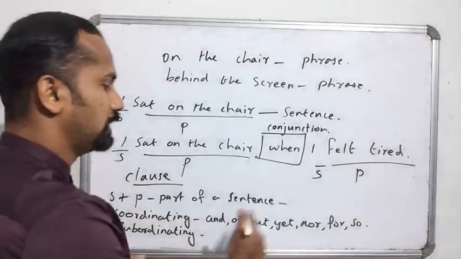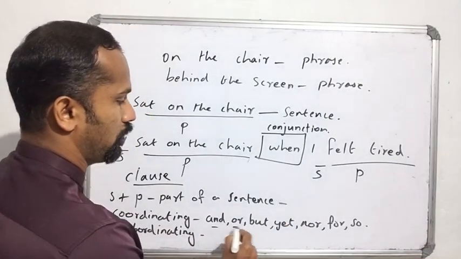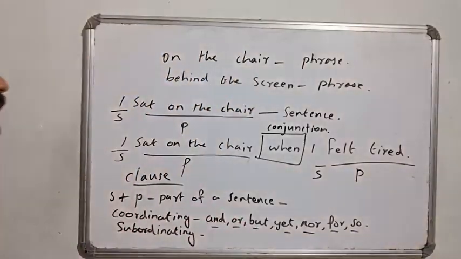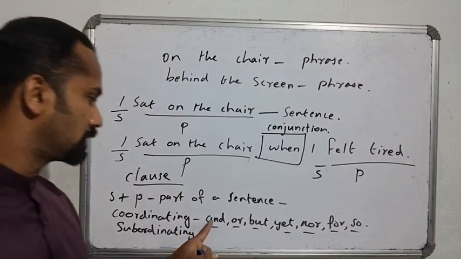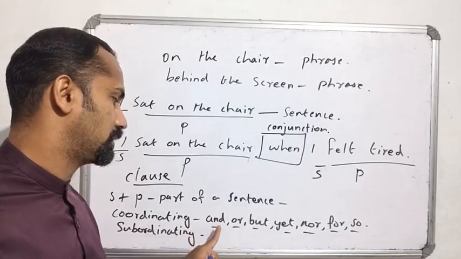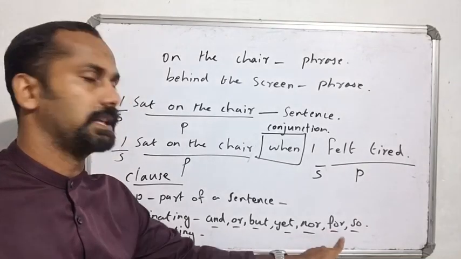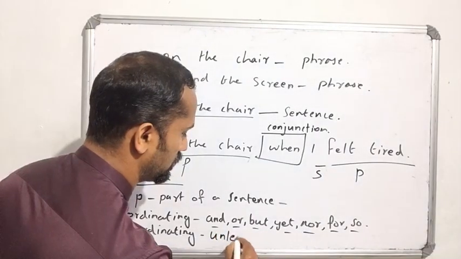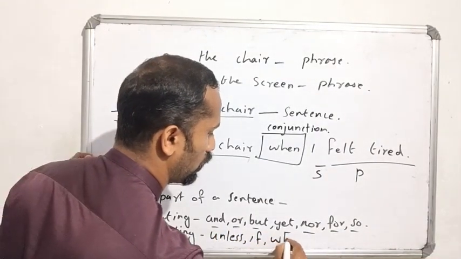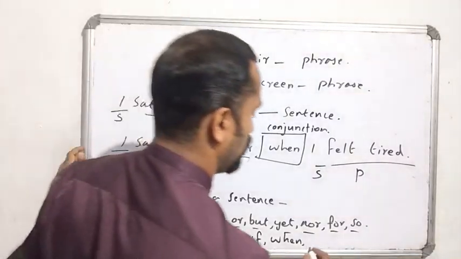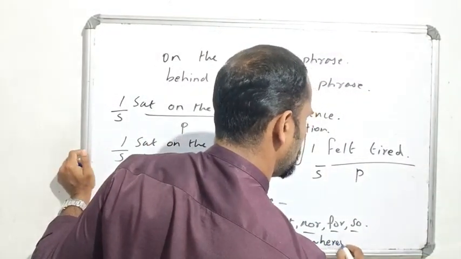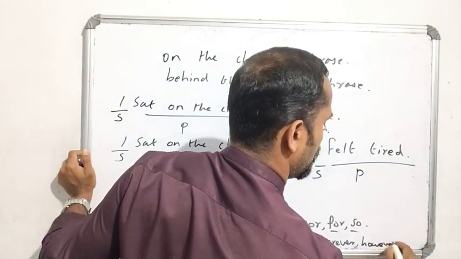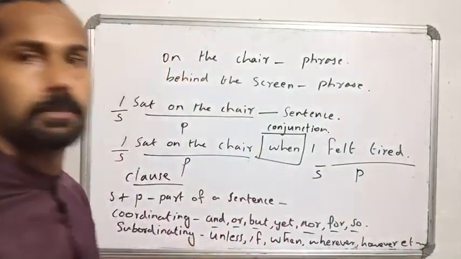So, these are the coordinating conjunctions: and, or, but, yet, nor, for, so. I wrote here seven coordinating conjunctions: 1, 2, 3, 4, 5, 6, 7. And subordinating conjunctions are unless, if, when, wherever, however, etc. These are the subordinating conjunctions.